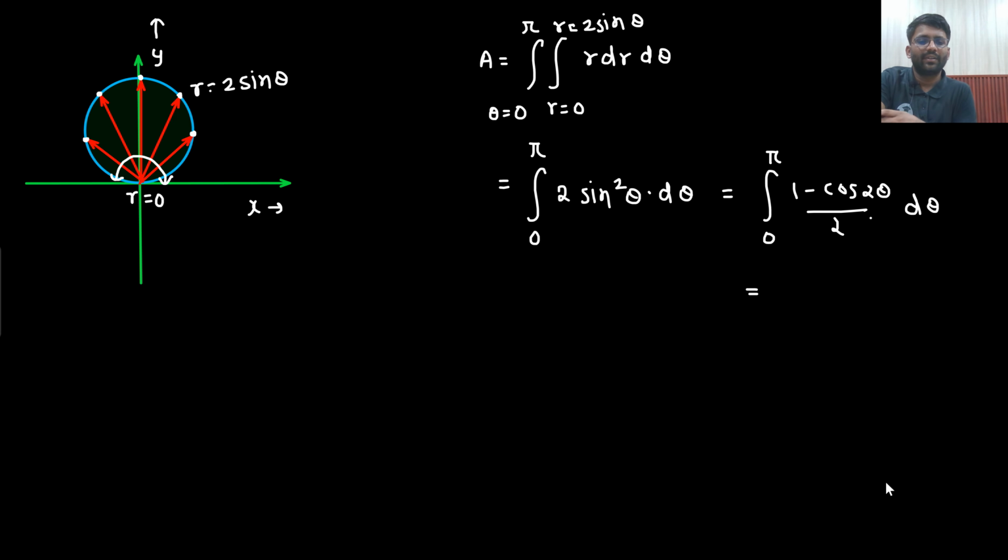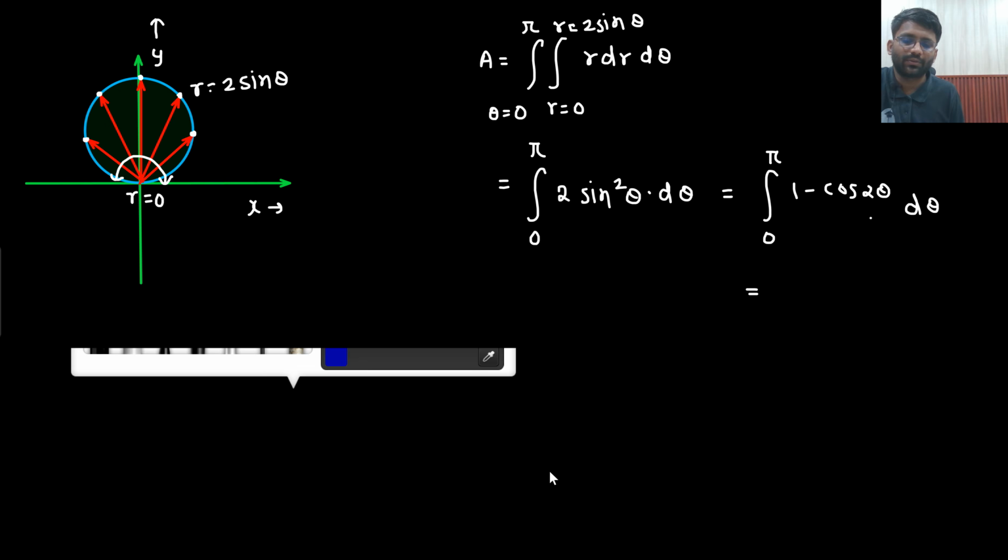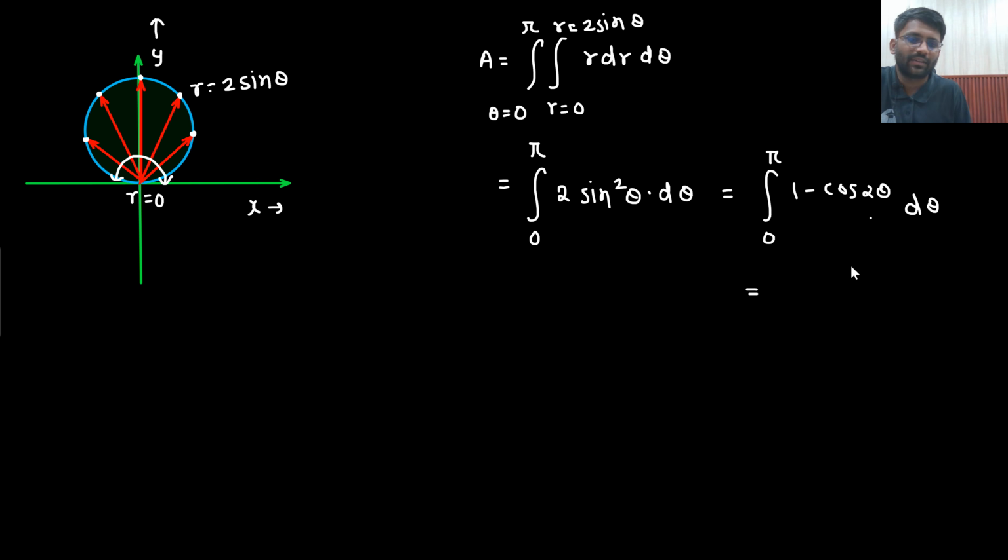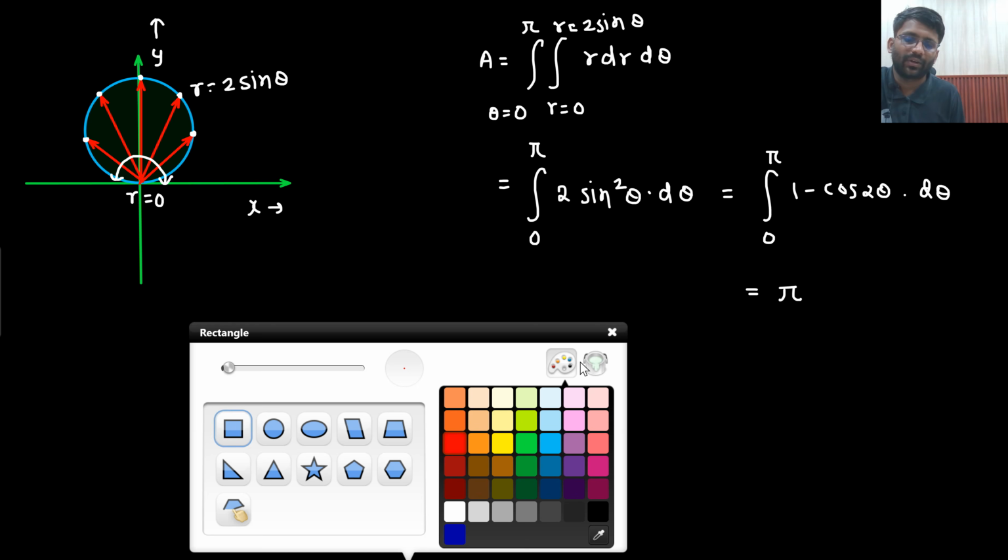Right? So you solve it, what you will be getting? 1 minus cos 2 theta by 2, and 2 and 2 will get cancelled out. So this is only 1 minus cos 2 theta dθ. So when you solve it, you are getting the answer to be pi only. This is the area that you get.